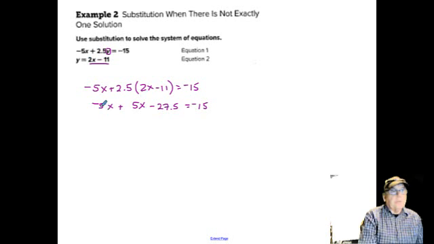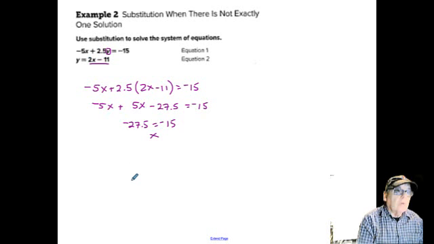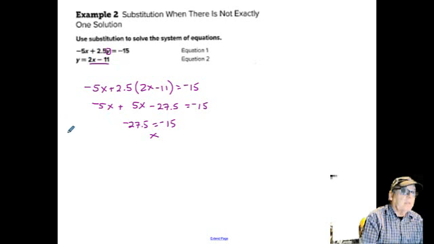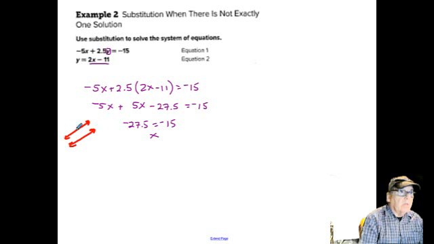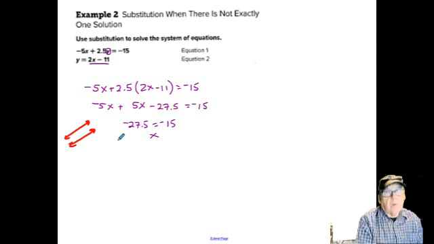Now what happens here is 5x and negative 5x cancels out. So basically you've got negative 27.5 equals a negative 15, which is not true. So you've got two lines here, but you've got two lines that don't cross. It has to be the case that these two lines are parallel to each other, because in the plane, parallel lines are lines that always stay the same distance apart and have no intersection points.